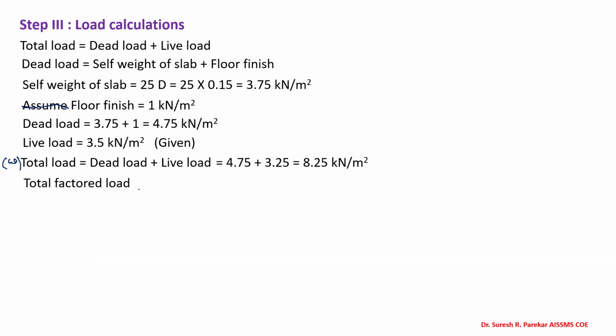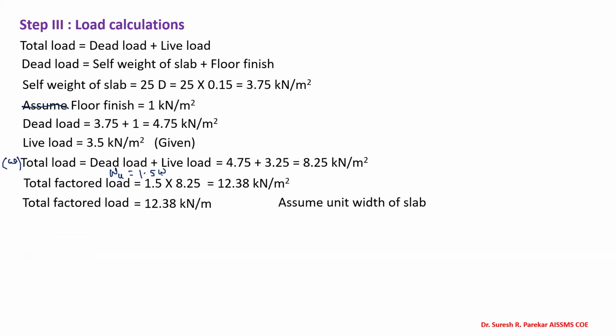Then we have total factored load, that is equal to WU, and WU is 1.5 W. Then we have this value, 12.38 kilonewton per meter square. Assume unit width. So it will be 12.38 kilonewton per meter.